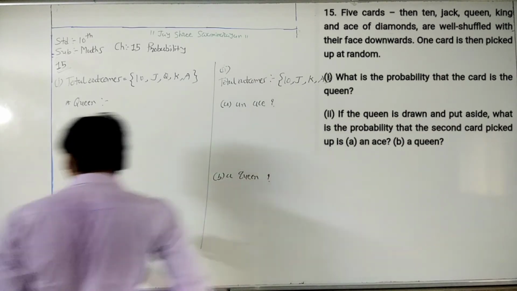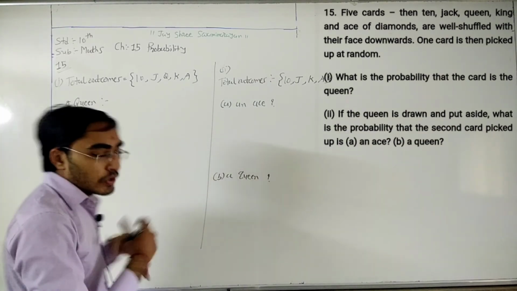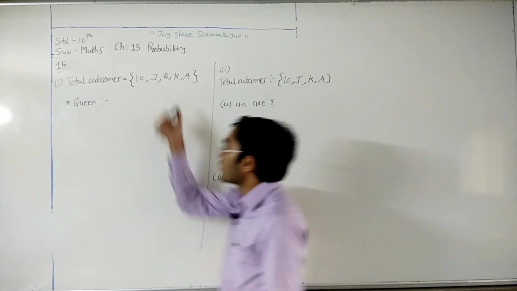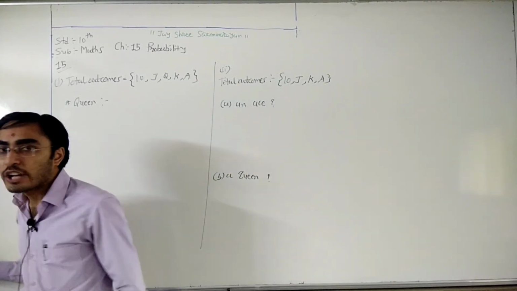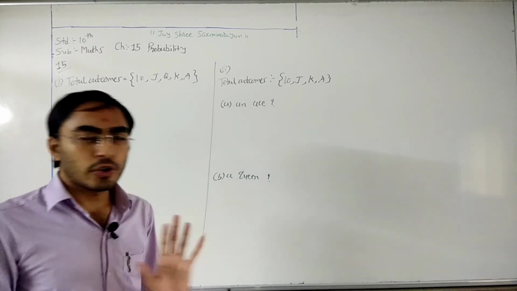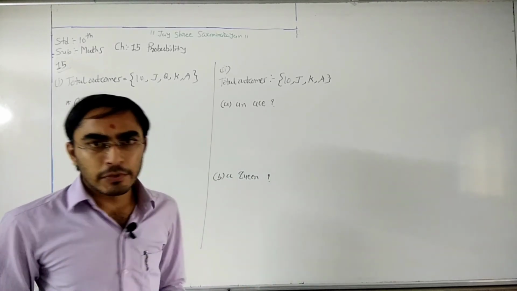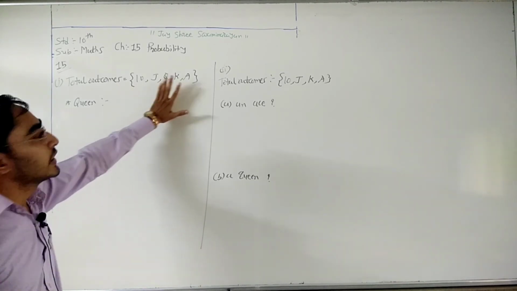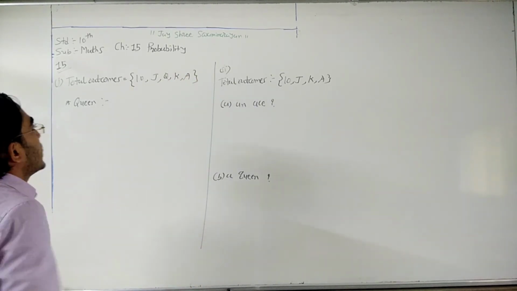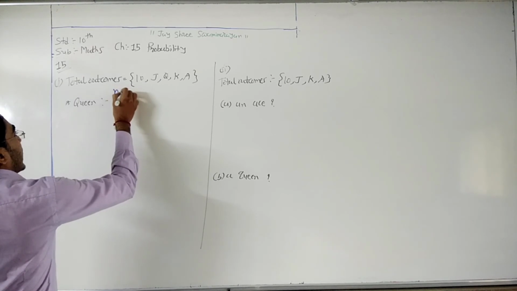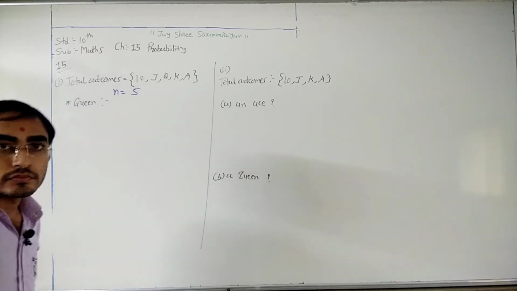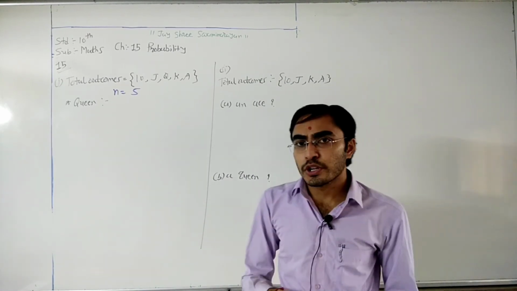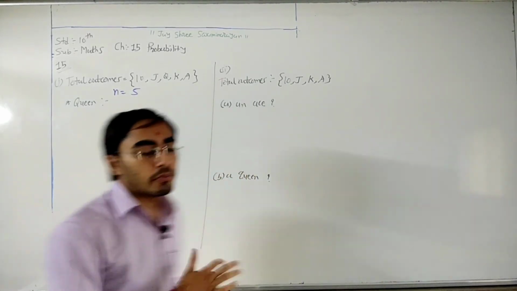Okay, so here we have 2 different questions. First of all, here total 5 cards are there of diamond shape, only 5 cards. We do not need to take the 52 cards, only 5 cards we have of diamond shape, 10, Jack, Queen, King, Ace. So here our total outcomes n is equal to 5. Right? Here our total outcomes n is equal to 5.